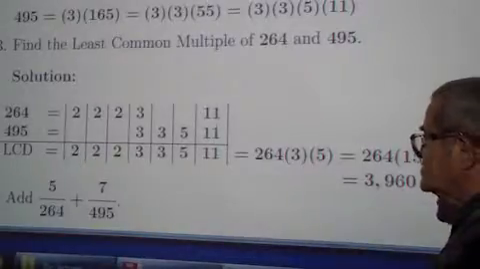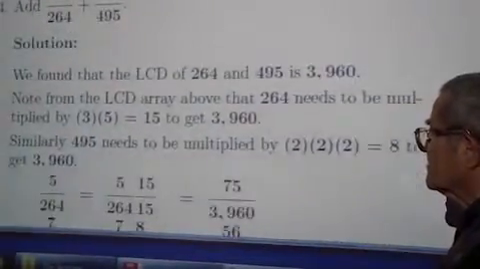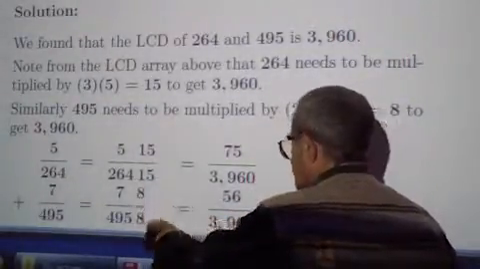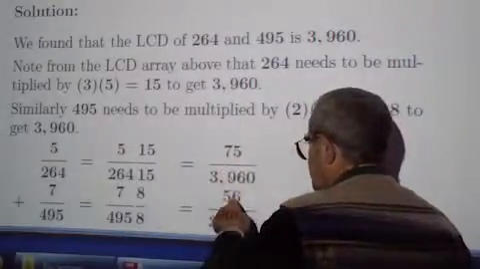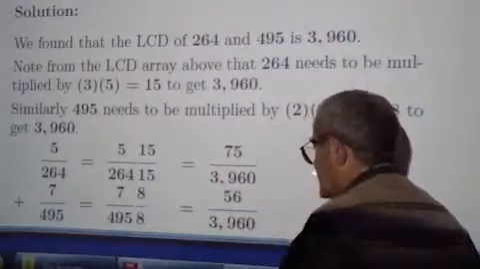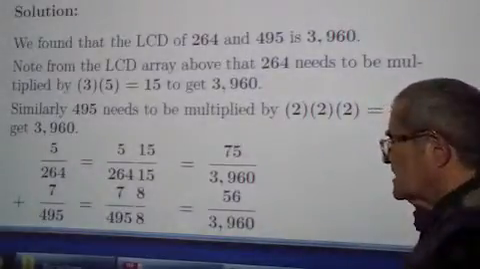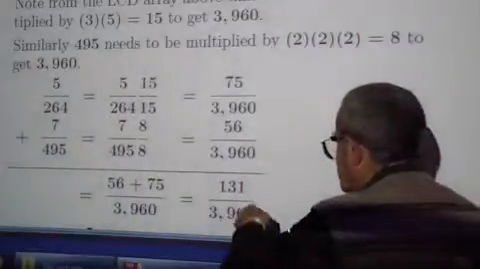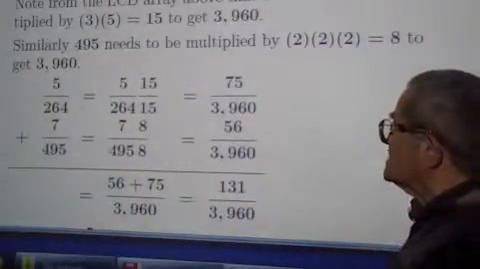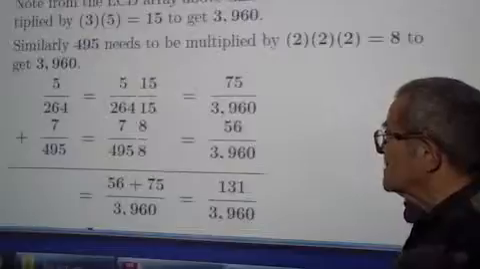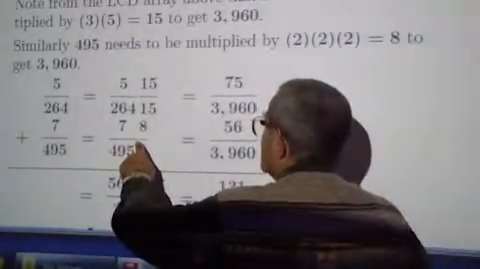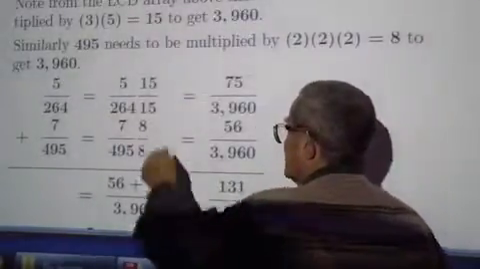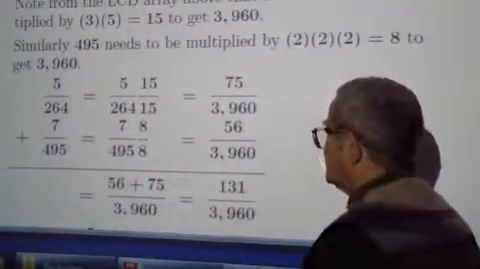You want to add those two fractions. You have to multiply the first fraction by 15 over 15, the next one by 8 over 8. You get 75 and 56 over 3,960. Haven't we seen these numbers before? Which gives you 131 over 3,960. This is a multiplication. This is a multiplication. There's not much of a gap between the two fractions, but I should have left more of a gap.